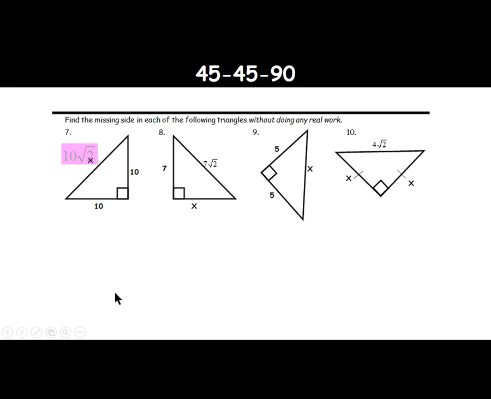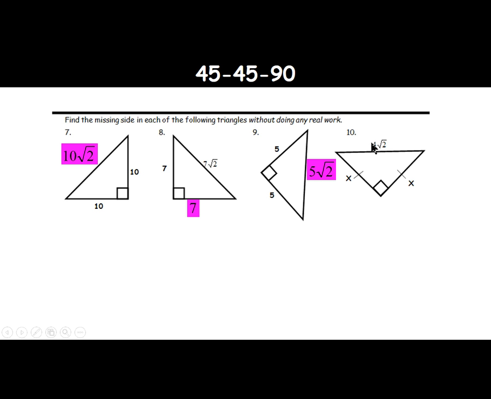Number 7, it's 10 root 2, 10, 10, 10 root 2. And number 8, we've got a leg and the hypotenuse, but it's following the pattern, so we can figure out the other side is just going to be 7. And number 9, the 2 legs are 5 and 5, so the hypotenuse is going to be 5 root 2. The last one, we only have the hypotenuse, but we know the 2 legs are the same, so it's still going to follow the pattern.